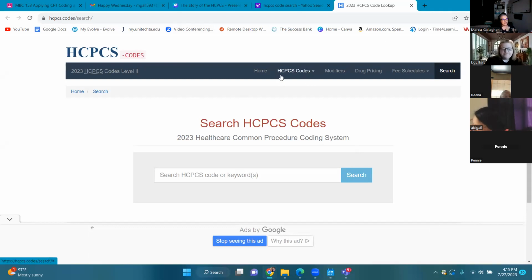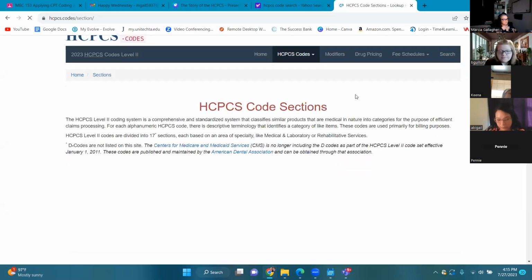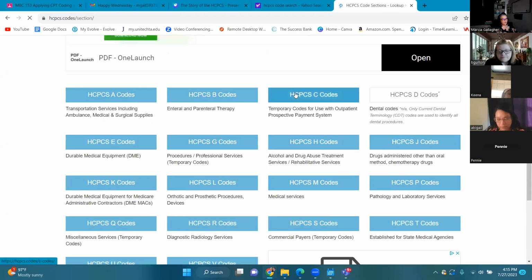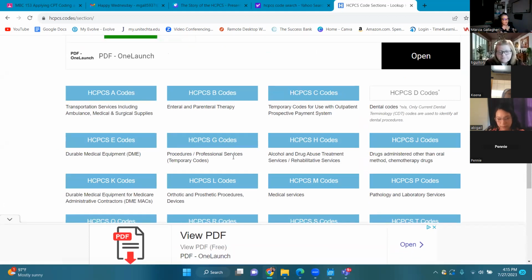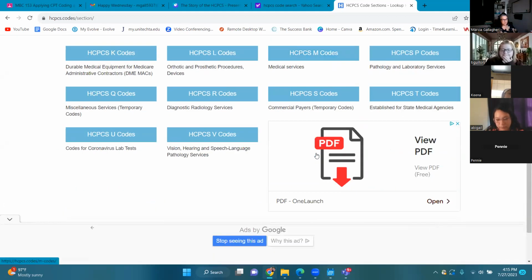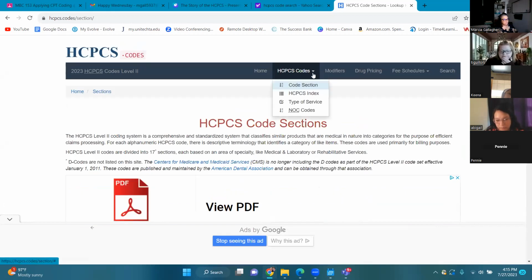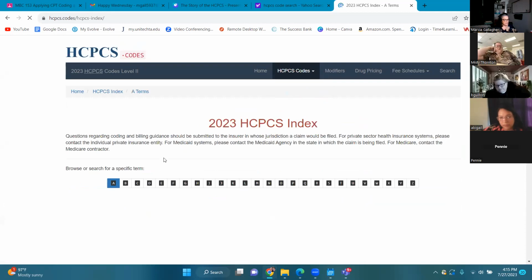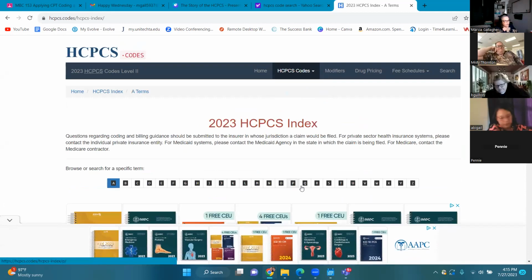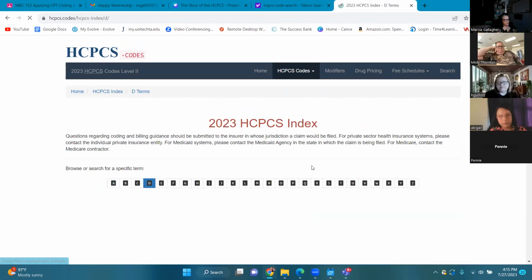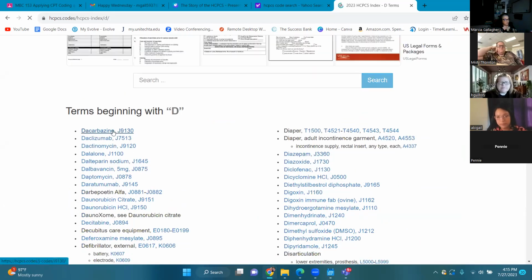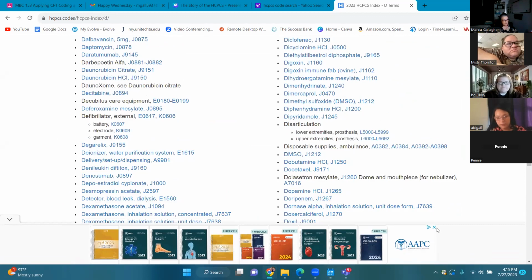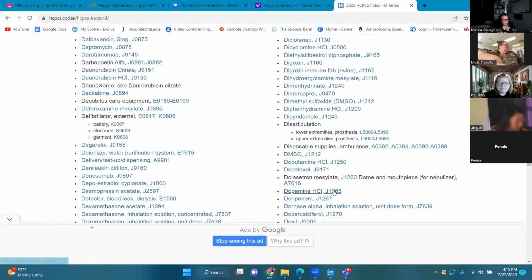So if you look here, it says HCPCS codes right at the very top, and you do the arrow down, and you go to code section and watch what happens. A codes, B codes, C codes, D codes. So they're all there for you. That's what that looks like. Okay. Then you have the HCPCS index. Let's see, if we're looking for, I don't know, let's just choose D. And you go down and you can look for whatever it is that you want. So dopamine, which is a drug, is right here.